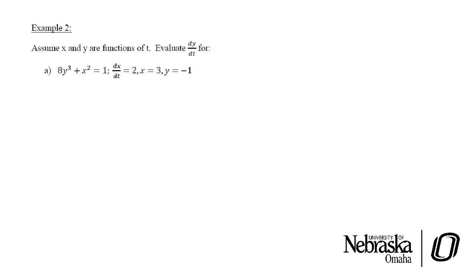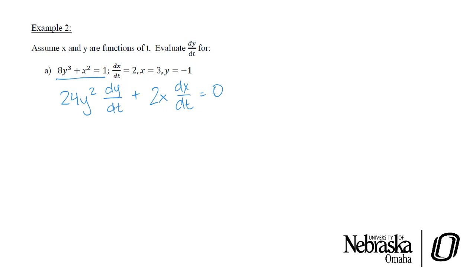So again, we just start out with differentiating the equation. So we're differentiating 8y cubed plus x squared equals 1. So we get 24y squared, and of course, we include dy/dt, derivative of y with respect to t, plus 2x dx/dt equals 0. And now it's simply substitution. So for dx/dt, we're plugging in 2. For x, we're plugging in 3. And y, we're plugging in negative 1.